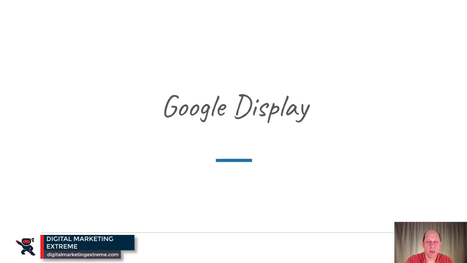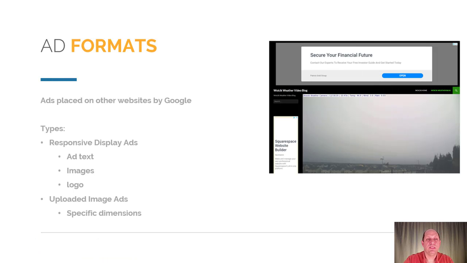Next, let's talk about the paid advertising platform that's the Google Display Network. This allows for ads to be placed on other websites by Google. So website creators will add some code to their website that will allow Google to place an ad on there. There are a number of different types of ads.